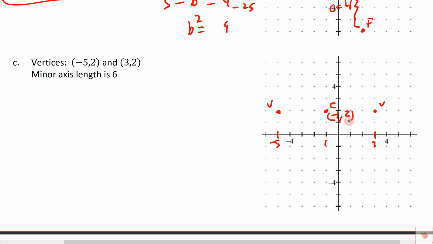And if the minor axis is 6 units long, that's telling us we're going to go 3 units in this direction and 3 units in this direction. So we've got a couple things here. This distance right here is 4, and that's got to be A. And this distance right here is 3, and that's got to be B.